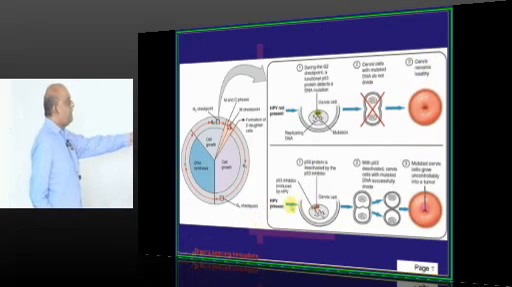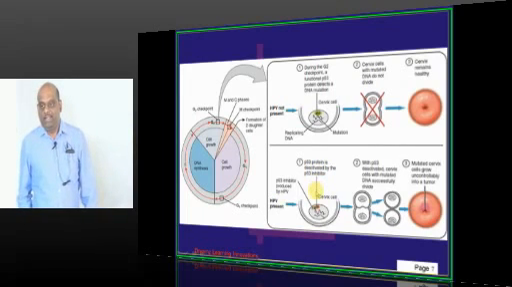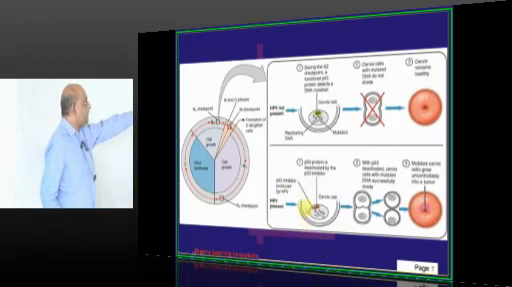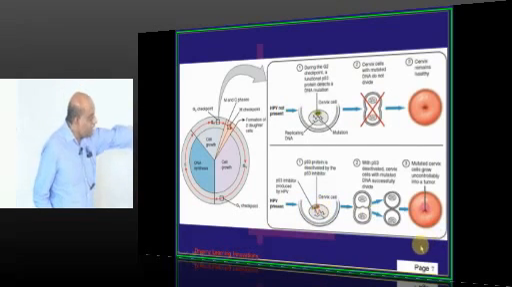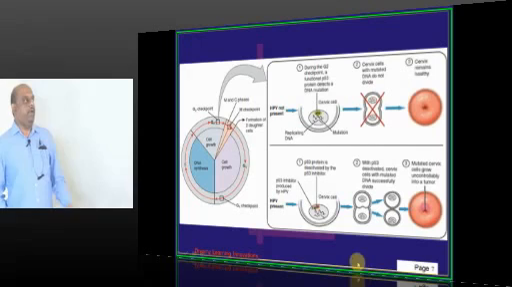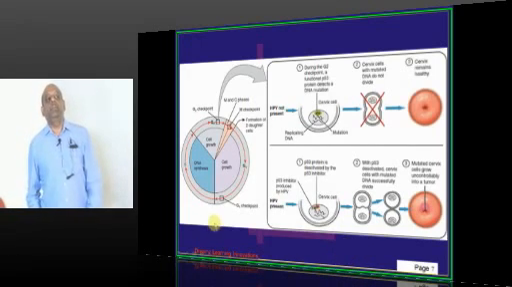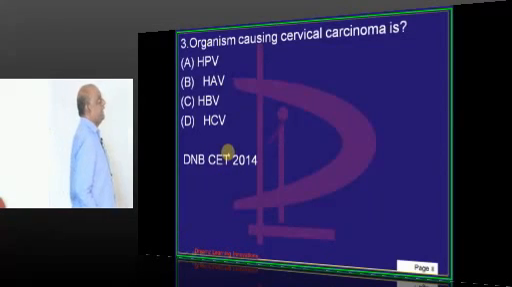But in the presence of the HPV, this tumor suppressor gene P53 is inactivated, and there is no checkpoint at the G2 checkpoint, and that leads to development of carcinogenesis. So G2 checkpoint, P53 and human papilloma virus are the important buzzwords which you need to remember.